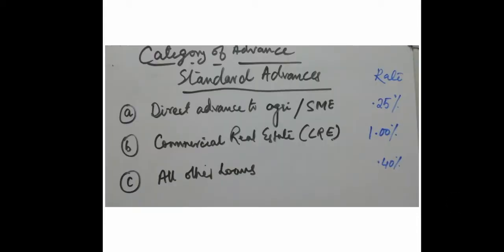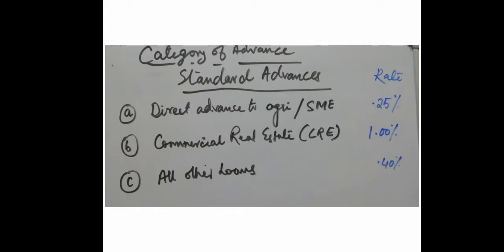Now you go further. In this particular slide, hereafter we'll be learning about the rates which are applicable on different types of assets when it comes to provisioning. You have to go for provisioning at a particular percentage. Now, category of advance. First is standard assets. Under standard assets, you have three classifications.